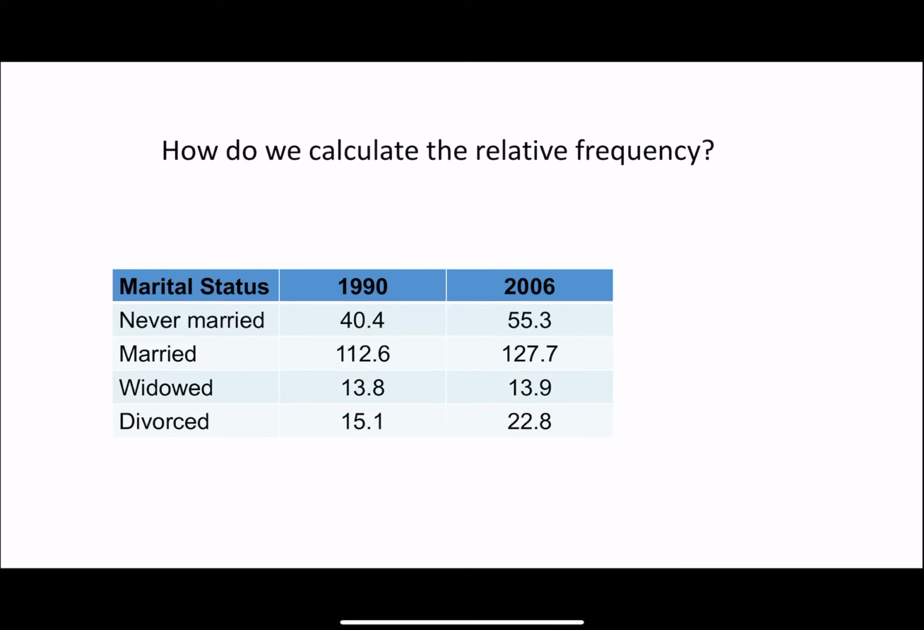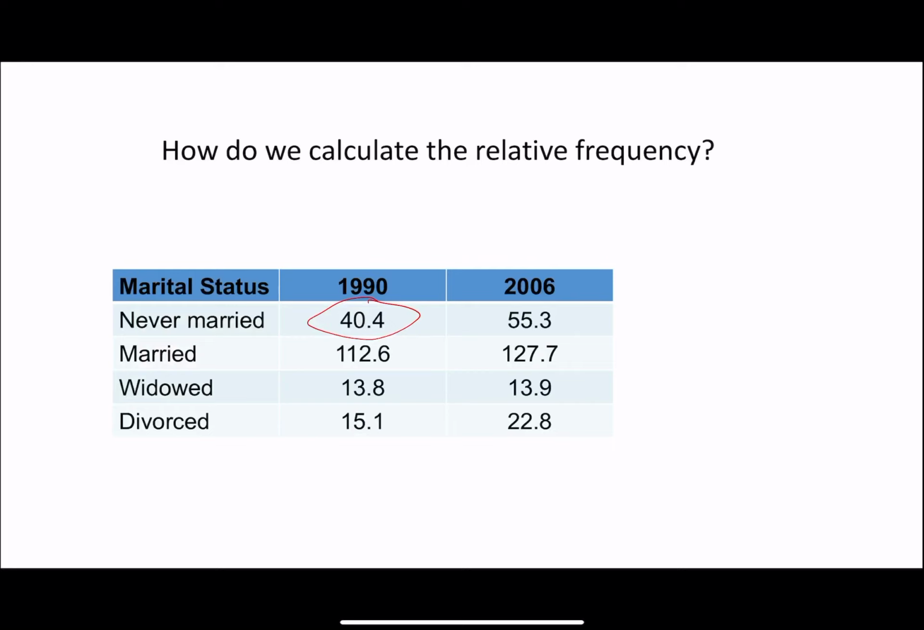So the first thing we're going to do is calculate the relative frequency. How do we do that? We take the number of never married and divide it by the total of all of them added together. So here, I would add them all together: 40.4 plus 112.6 plus 13.8 plus 15.1. So it's 181.9, so I would take 40.4 divided by 181.9, and 112.6 divided by 181.9, and on and on.